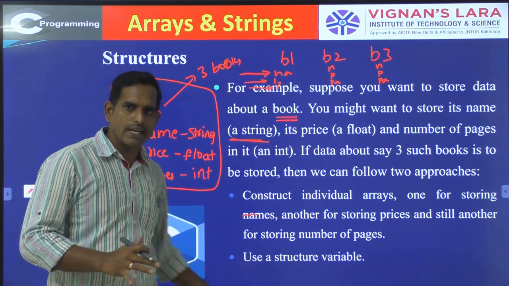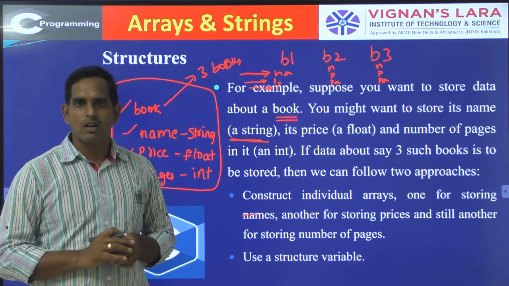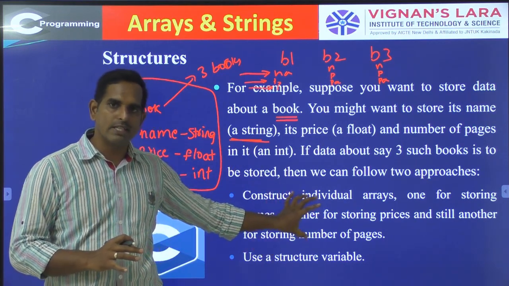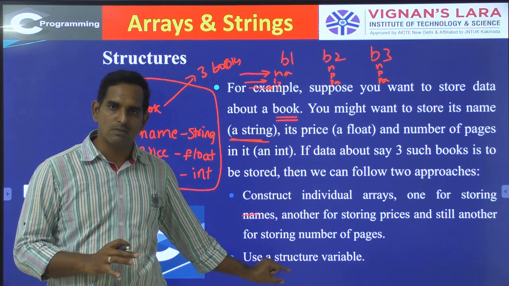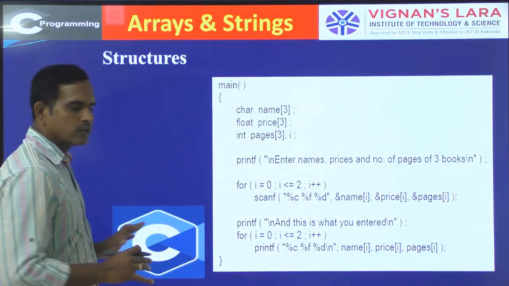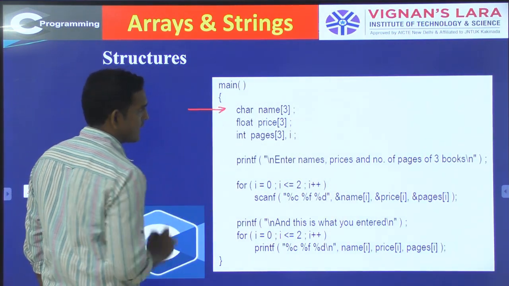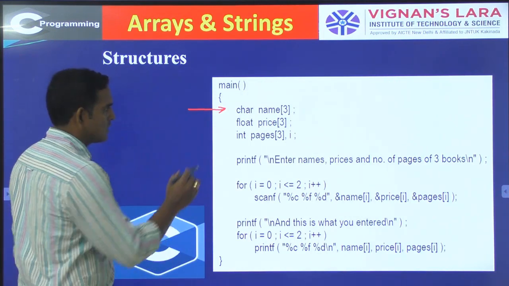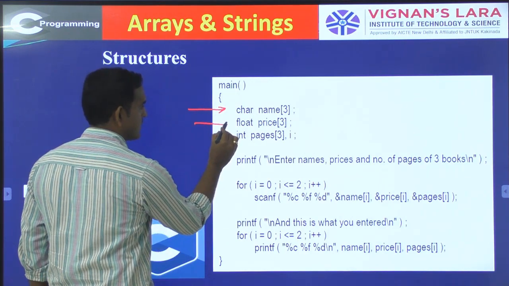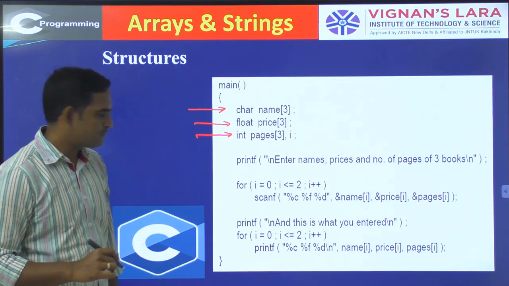Then the second approach is to use structures and create one structure variable. I will show you both implementations, that is how you can implement them in this manner and how you can implement them in that manner. So the first situation is where you have to create 3 different arrays. You have one array, char name of 3, to store the names of 3 elements, and then float price and int pages.